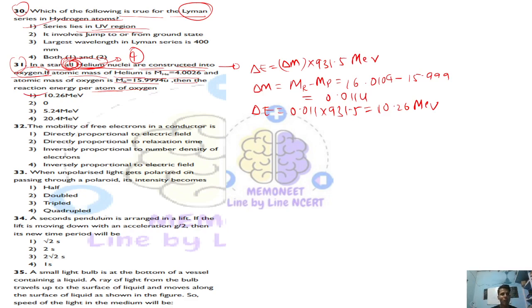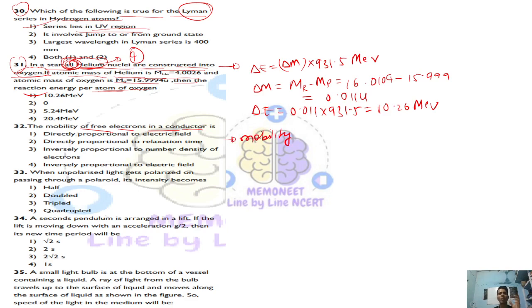Okay, now the mobility of free electrons. The mobility, that is drift velocity per unit electric field of free electrons in a conductor, is directly proportional to the electric field, or directly proportional to relaxation time, or inversely proportional to number density of electrons, or inversely proportional to the electric field.